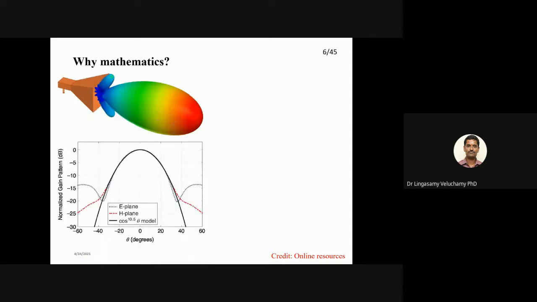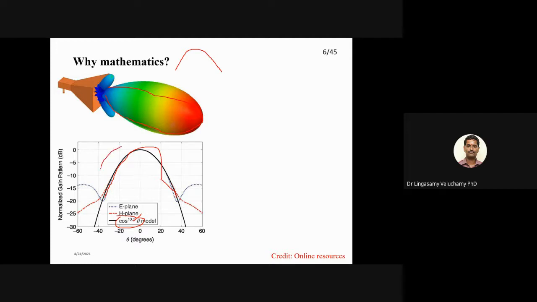For example, this is the horn antenna. You will get the three-dimensional radiation pattern like this. I will take one cut of this pattern, which becomes a 2D pattern. I am plotting the E and H plane. Then I want to predict it using a theoretical equation, using a simple cosine function, cos power n theta. I am varying n to see where it matches. You can see here that it is matching at this point, for cos 10.5 theta.